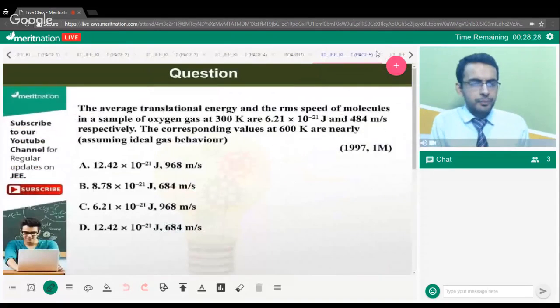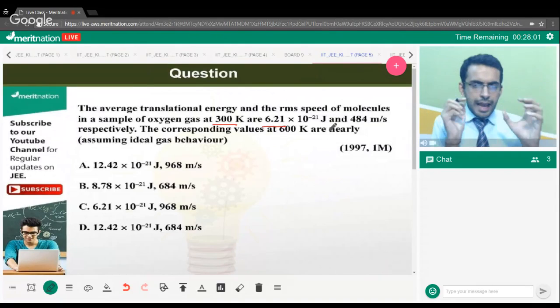Now let's see this question. The average translational energy and the RMS speed of the molecules in a sample of oxygen gas at 300 kelvins are 6.21 into 10 raised to minus 21 joules and 484 meter per second respectively. So have patience while reading the question. See the question, try to understand the things. They're not very difficult. They're very easy, I'm telling you.